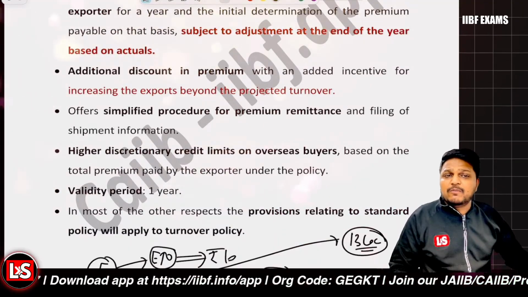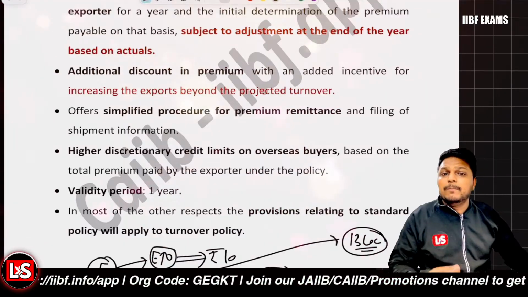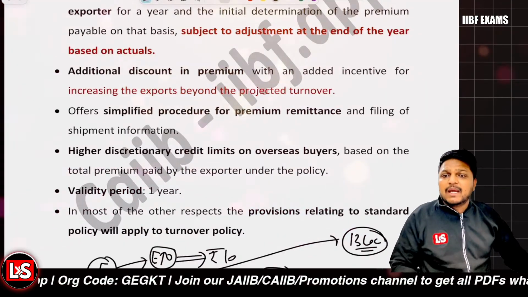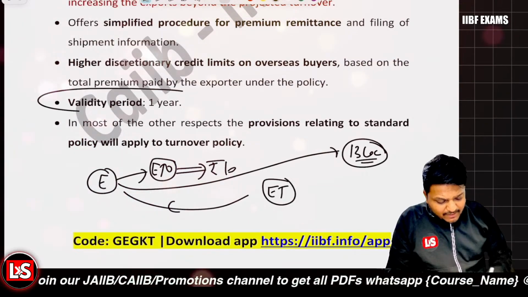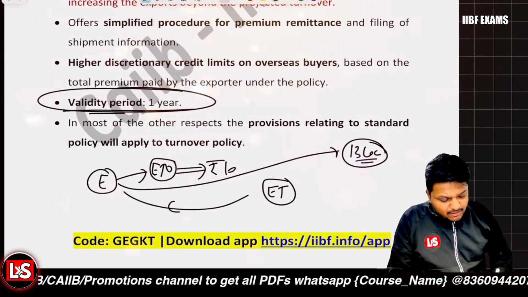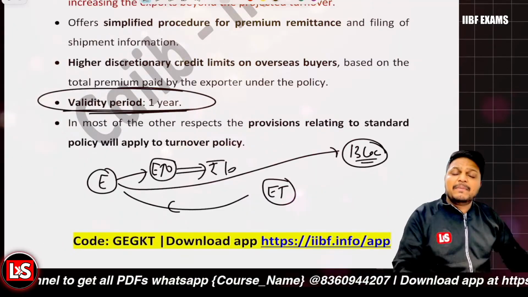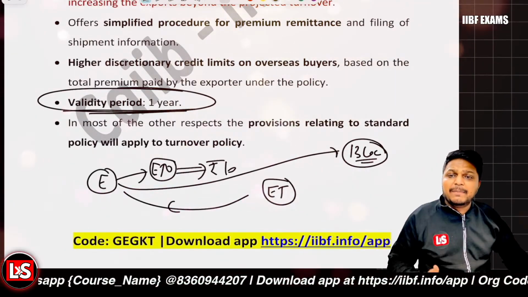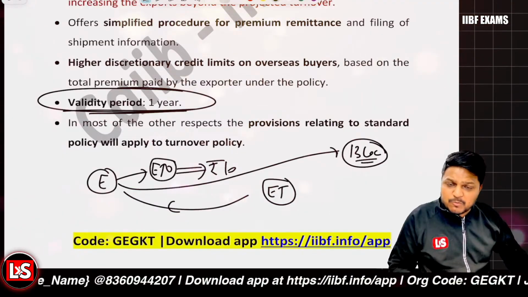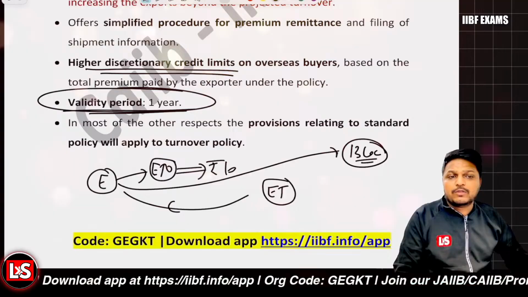Now those benefits will be available to that particular exporter whose export turnover is even beyond the brackets, right? So that's the amount related to it, and the validity of this particular policy is for 1 year. Higher discretionary credit limits can be given on the overseas buyers, based on the total premium that has been paid by the exporter under this policy. Higher discretionary credit limits can be offered to them.